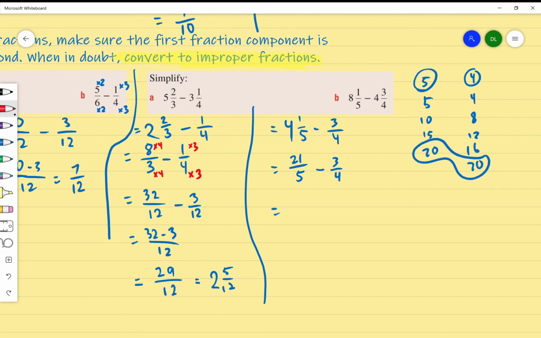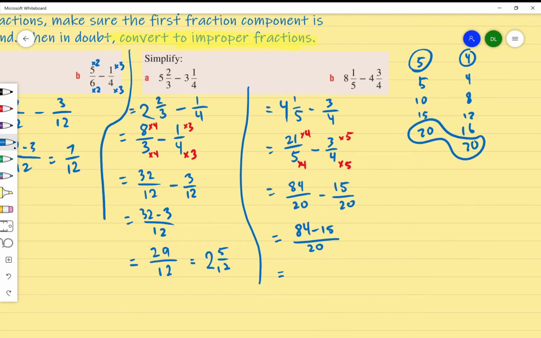So 5 times 4, 21 times 4, and 4 times 5, 3 times 5, and I end up with 84 over 20, take away 15 over 20. Okay? Now, 84 take away 15, so 84 take away 15 all over 20, and that gives me 69 over 20.